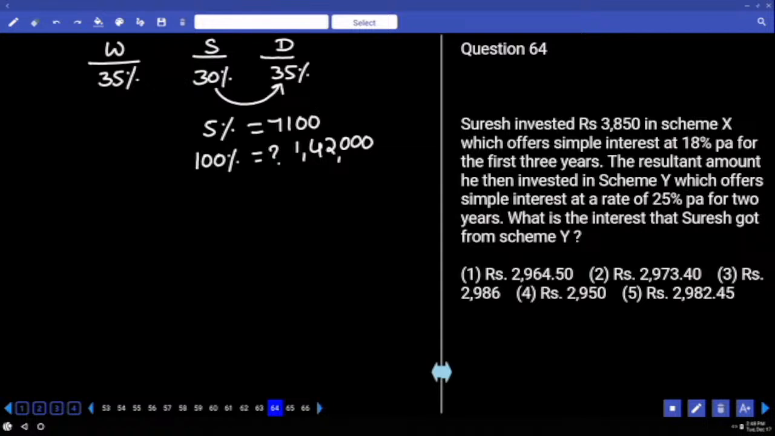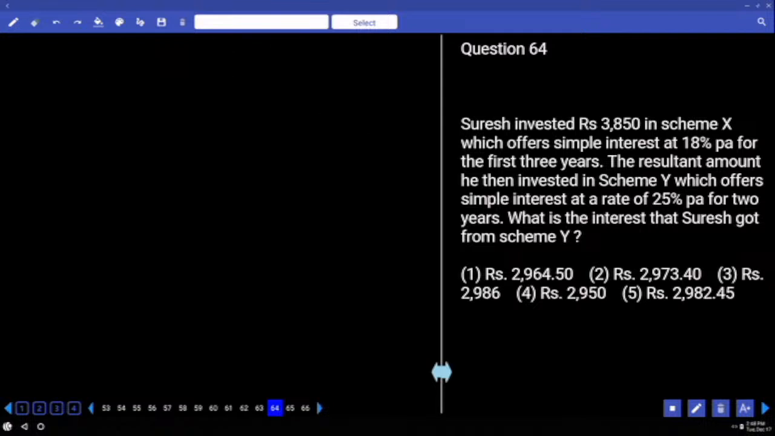Next. Suresh invested 3,850 rupees in scheme X, which offers simple interest at 18% per annum for the first 3 years. The resultant amount he invested in scheme Y, which offers simple interest at 25% per annum for 2 years. What is the interest that Suresh got from scheme Y?